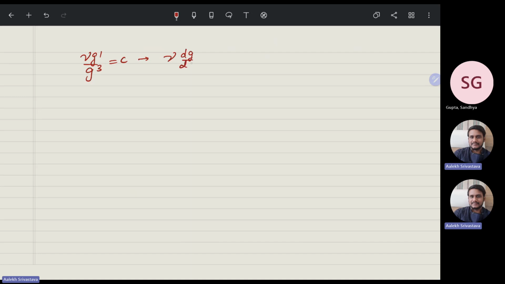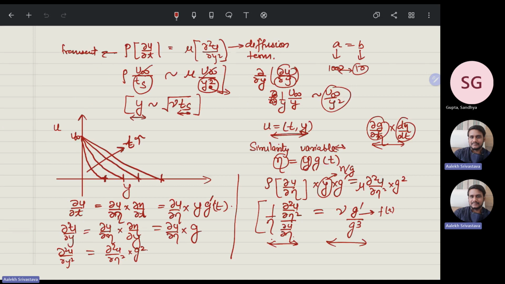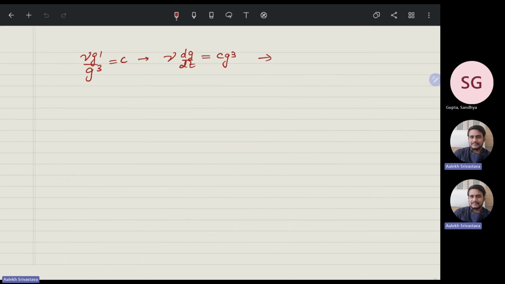So if you simply solve this, mu g prime by g cube is equal to some constant, or mu into dg by dt is equal to some constant times g cube. I think this is 1 by nu. It should be 1 by nu, or this is c nu g cube. This is some constant, and dg by g cube is equal to nu c into dt, or g is equal to under root of minus nu c t plus some c1.